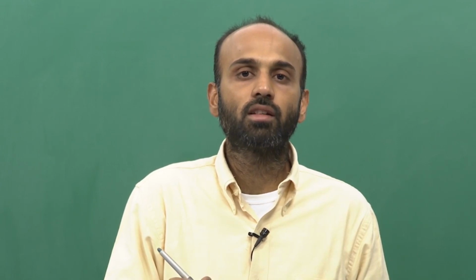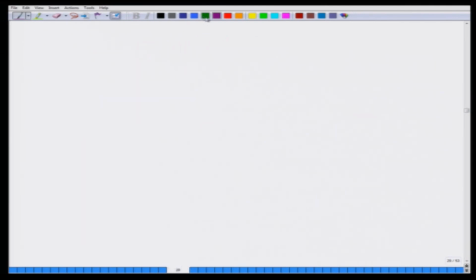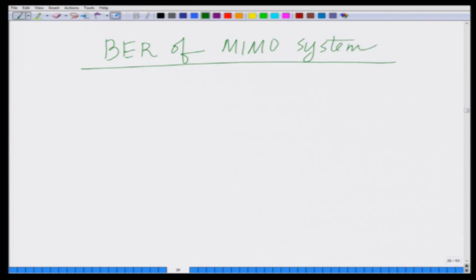Right now we are considering the zero forcing receiver. So, let us look at the bit error rate of this MIMO system with zero forcing reception. So, what we want to look at next is the bit error rate of the MIMO system with the zero forcing receiver.